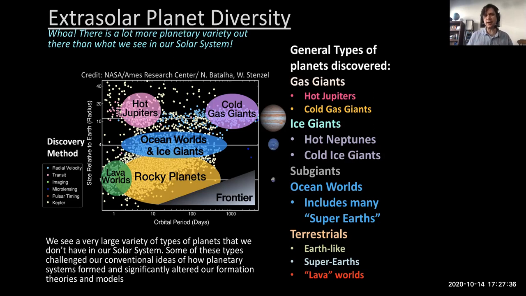And why do we call these lava worlds? Well, they're so close to their stars that their surface temperatures would be hot enough to melt rock. So you would have a surface of molten rock, which we call lava. And yes, we have observed planets like this. They would be right here on this plot over here.